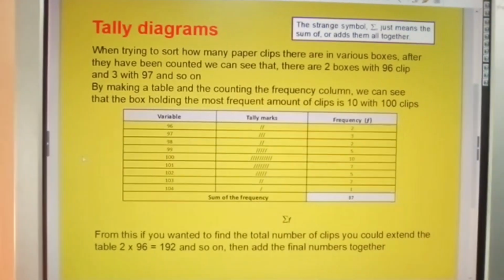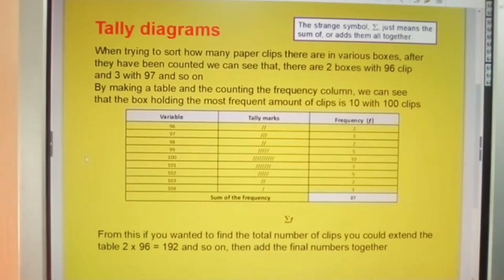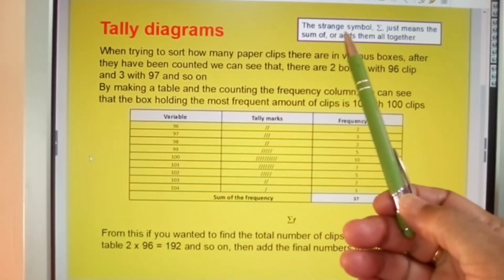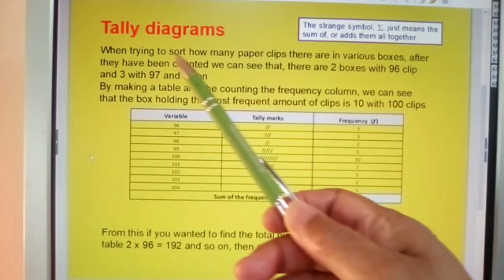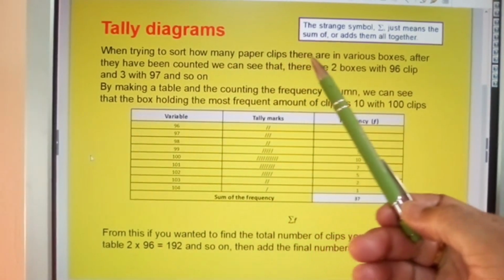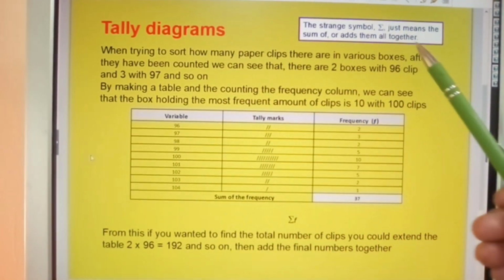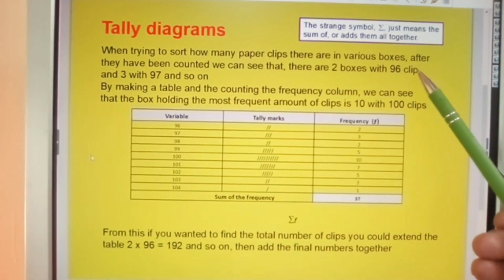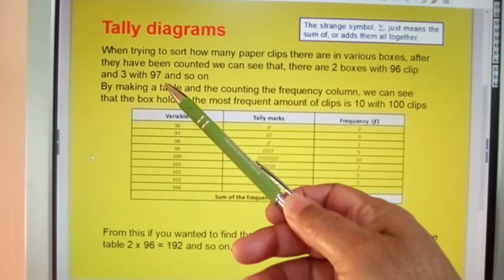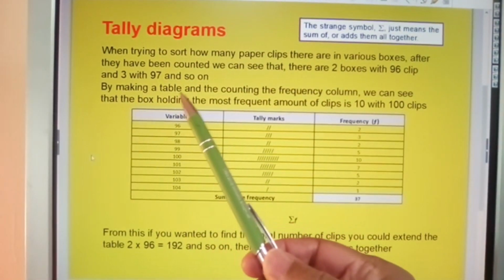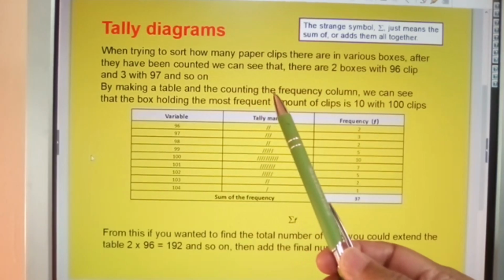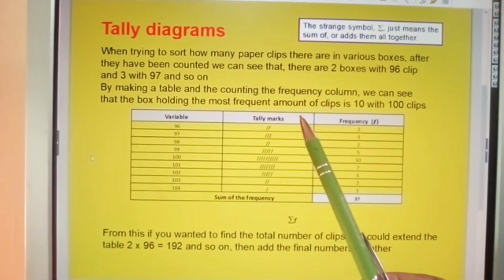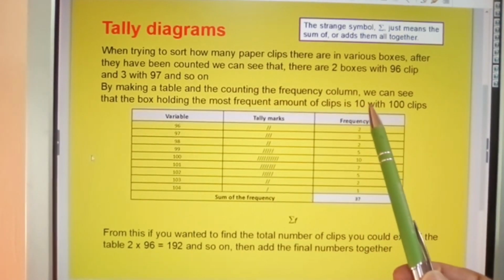Now, tally diagrams, and we're looking at tally diagrams here. The strange symbol, the upside down M, just means the sum of or adds them all together. When trying to sort out how many paper clips there are in various boxes, after they have been counted, we can see that there are 2 boxes with 96 clips and 3 with 97, and so on. By making a table and counting the frequency column, we can see that the box holding the most frequent amount of clips is 10 with 100 clips.